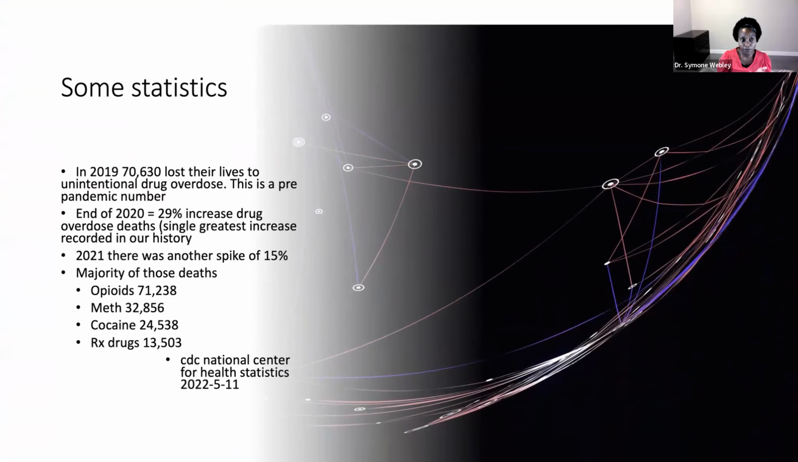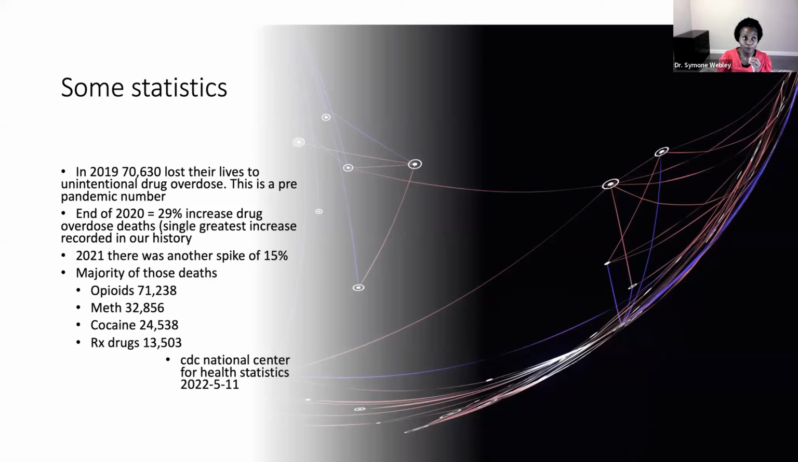So I just want to give you some quick statistics around the use of amphetamines or methamphetamines. In 2019, over 70,000 persons lost their lives to unintentional drug overdose. This was a pre-pandemic number. By the end of 2020, that had gone up by 29%. And then in 2021, there was another spike of 15%.